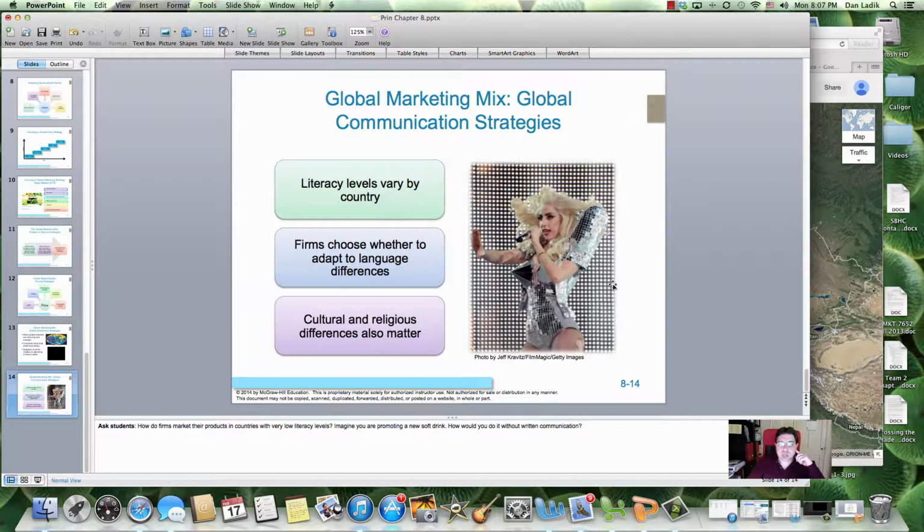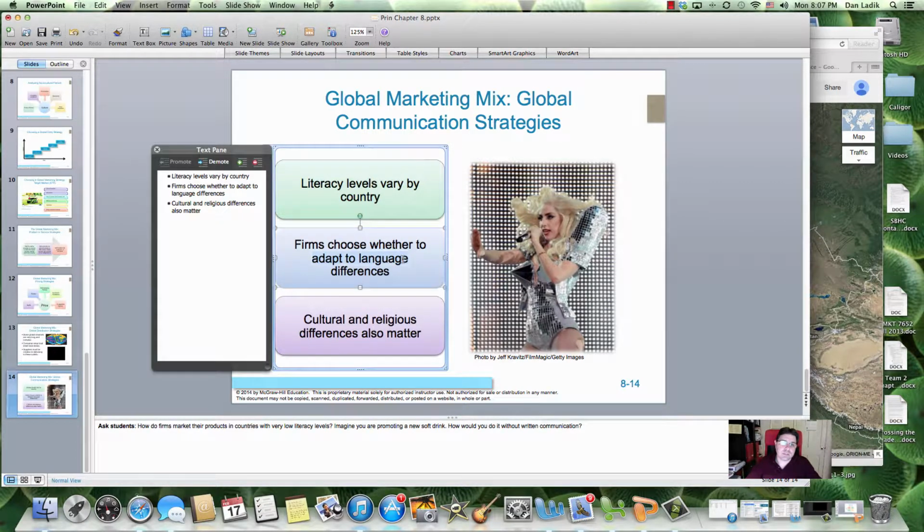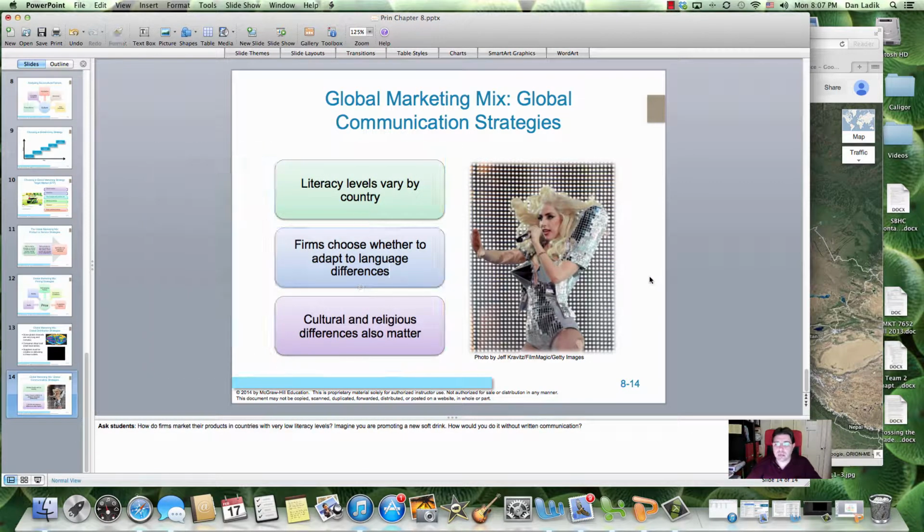Finally, we wrap up this chapter with Lady Gaga. The book talks about her 10,000 followers on Twitter. It's substantially higher by now. But when you're thinking about promoting a product around the world, literacy levels are a very, very big deal, either in actual literacy or financial literacy. You have to decide whether you want to adapt to the local language. Sometimes it has more cachet if you don't adapt it. A lot of higher end products do not do that. Lower ones might, but maybe not.